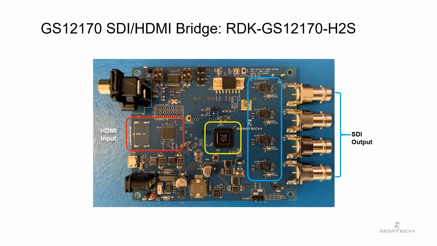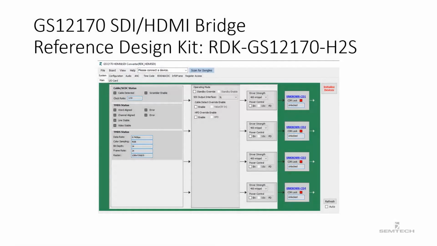The board requires a DC 12V power supply and uses micro USB for GUI control. To work with audio, analog stereo connections are available on the board. Here is the GUI top page for HDMI to SDI mode. The GUI can access all control and status registers of the GS12170 and the GS12281s on the board.